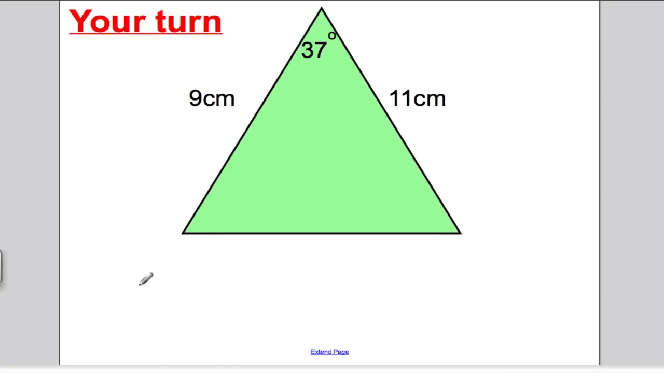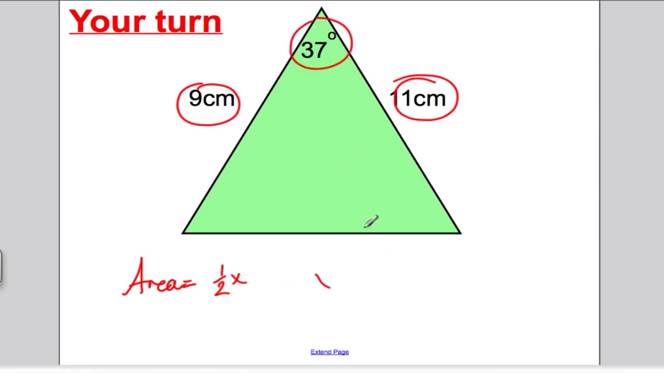Okay, the area of this triangle here, as we said before, is a half times the 2 sides you know, times 9 times 11, and then times sine of the angle in between, times sine of 37. Again, that's given to you in the formula booklet. So you do 0.5 times 9 times 11 times sine 37, and you get 29.8 centimetres squared. Simple as that.